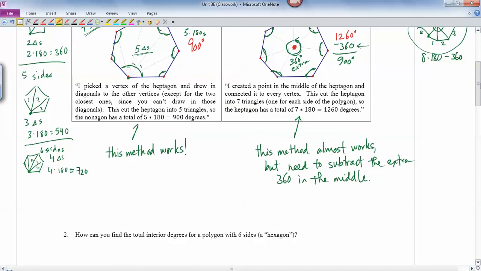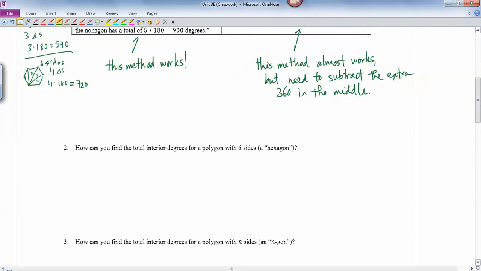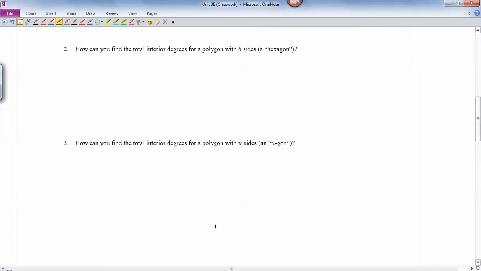Okay. Anyway, so that's number 1. Number 2 says, how do you find the total interior degrees for a polygon with 6 sides, which is called a hexagon? Well, we did it a little bit earlier. I'm going to do it both ways. So let me write here. Method 1.